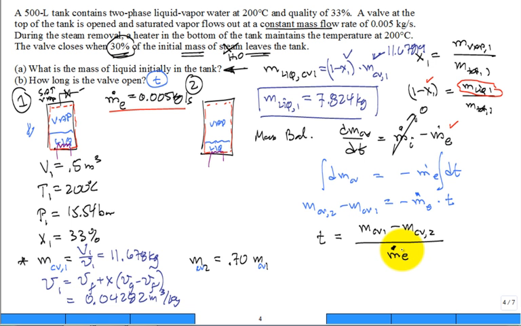All right, we found the initial mass to be 11.678 kilograms. What's the final mass in the control volume? 0.7 times that. And so you either do the 0.7 times that, or you say that this is 0.3 times the initial mass in the control volume. That's what left, divided by the rate at which it left. And you calculate the time to be 701 seconds.